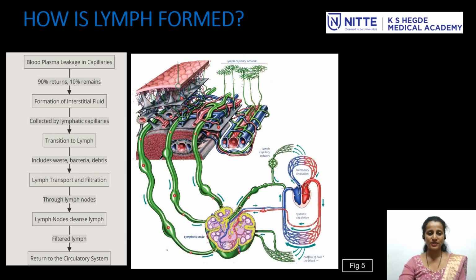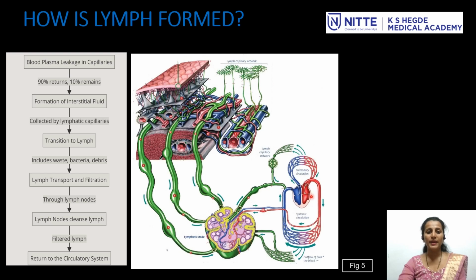How is the lymph formed? We can see here there is a flow chart and also the image which demonstrates the formation of the lymph. When blood flows through these tiny vessels called capillaries in our tissues, about 90% of the fluid moves from the arterial end and returns to the bloodstream at the venous end. The remaining 10% of the fluid does not return to the capillaries, but instead accumulates in the spaces between the cells, which is known as the interstitial fluid.